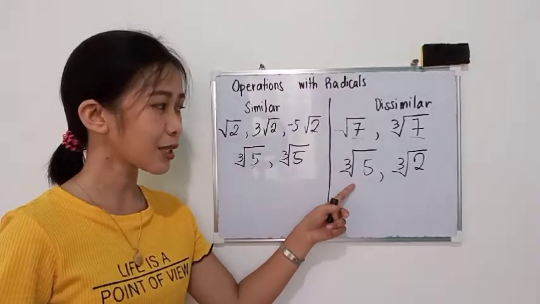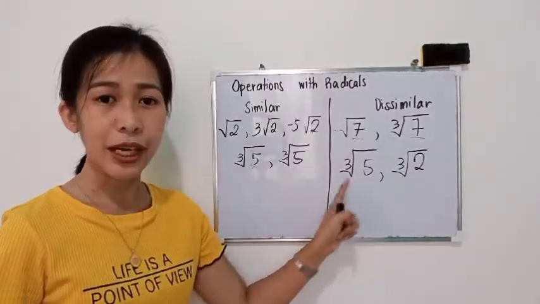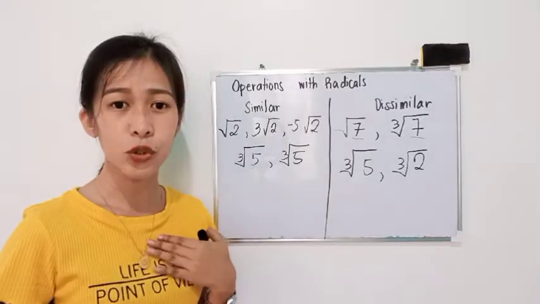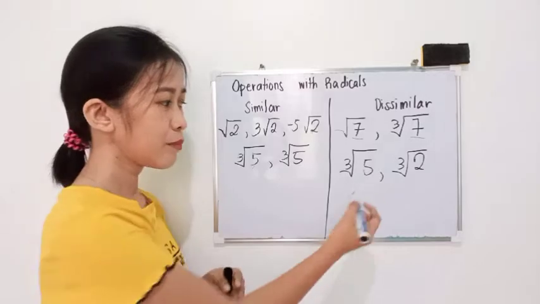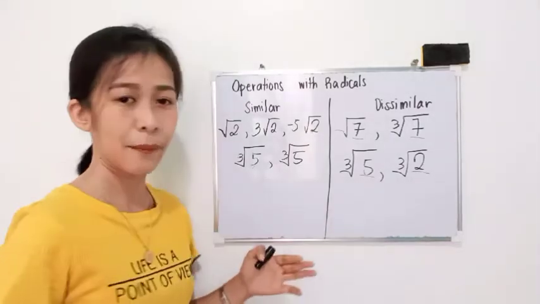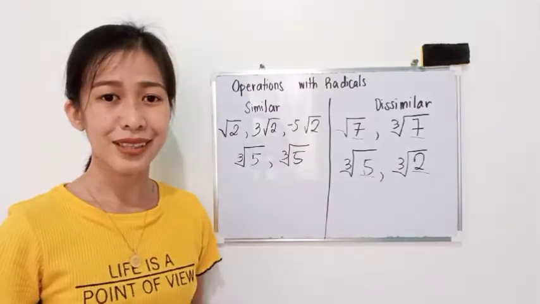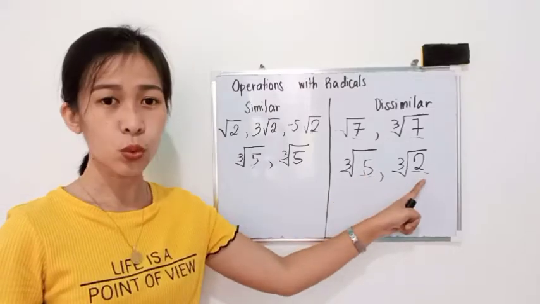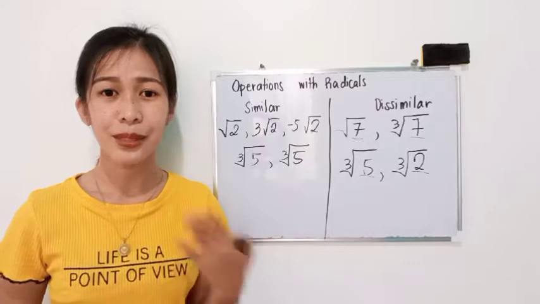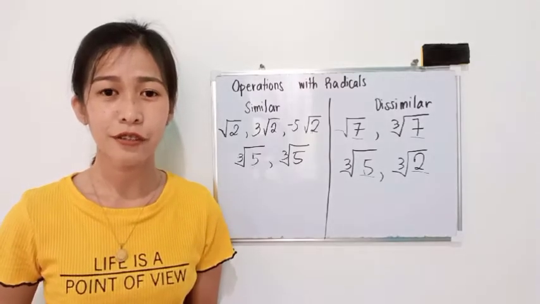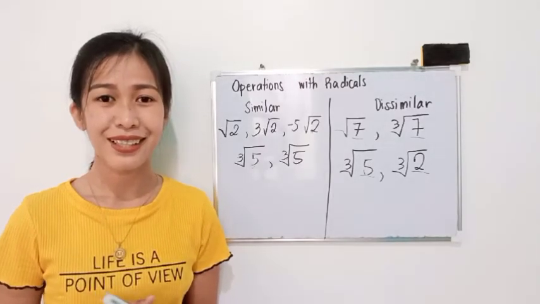Ma'am, they have the same index. They're both 3. They're both cube roots. Why are they dissimilar? They are dissimilar because their radicands are not the same. This is 5, this is 2. Therefore, they are dissimilar. So that's always how simple it is to identify similar and dissimilar radicals.